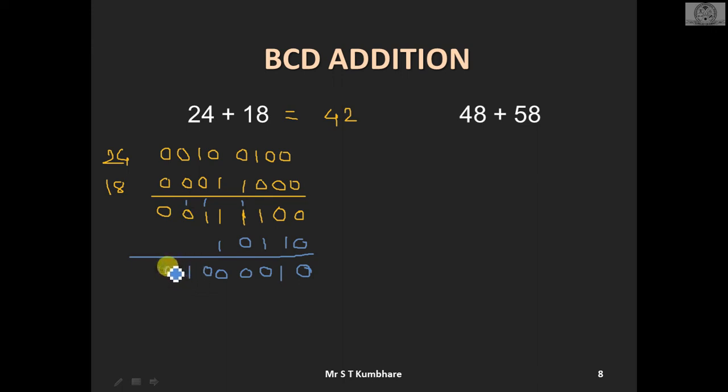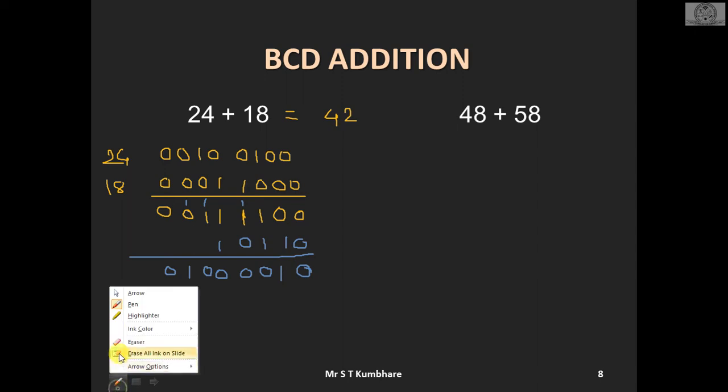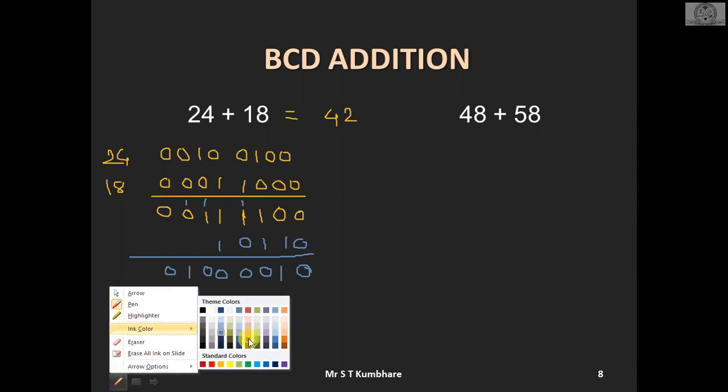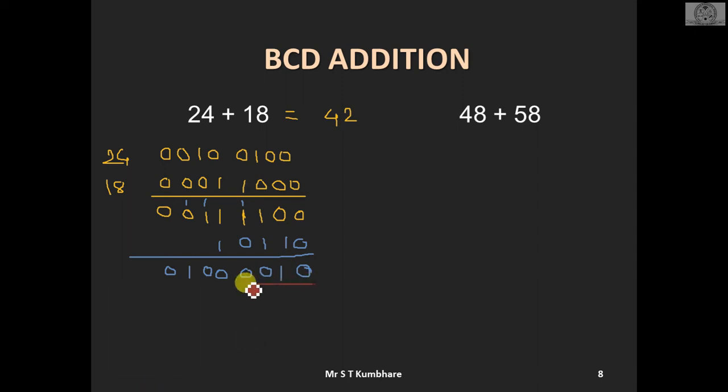And this is 0. Now, if you pull up 4 bits, this 4 and this 4, what will you get? 0010 is 2 and 0100 is 4, so you got the result. This is correct. So like this, you have to perform the addition.